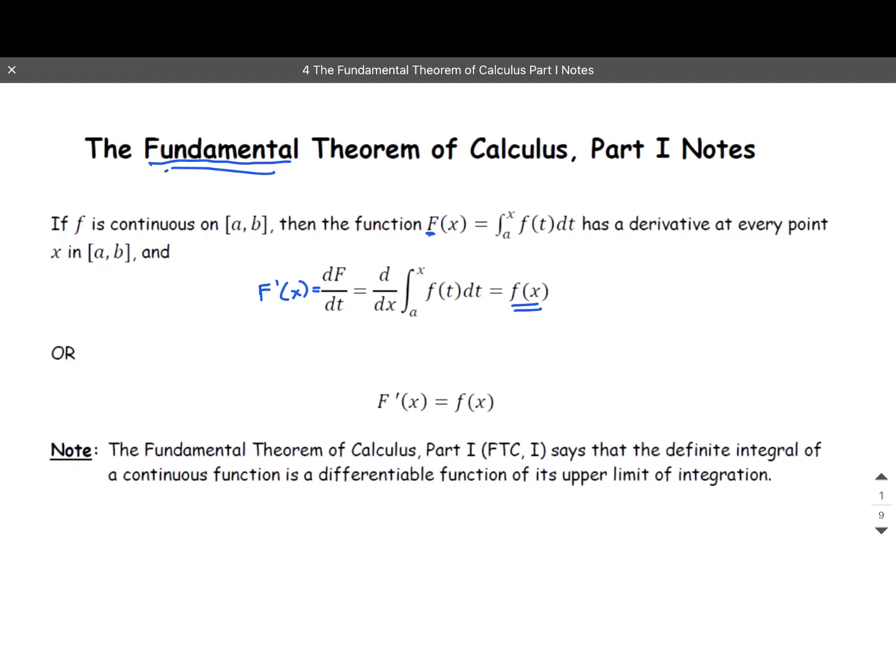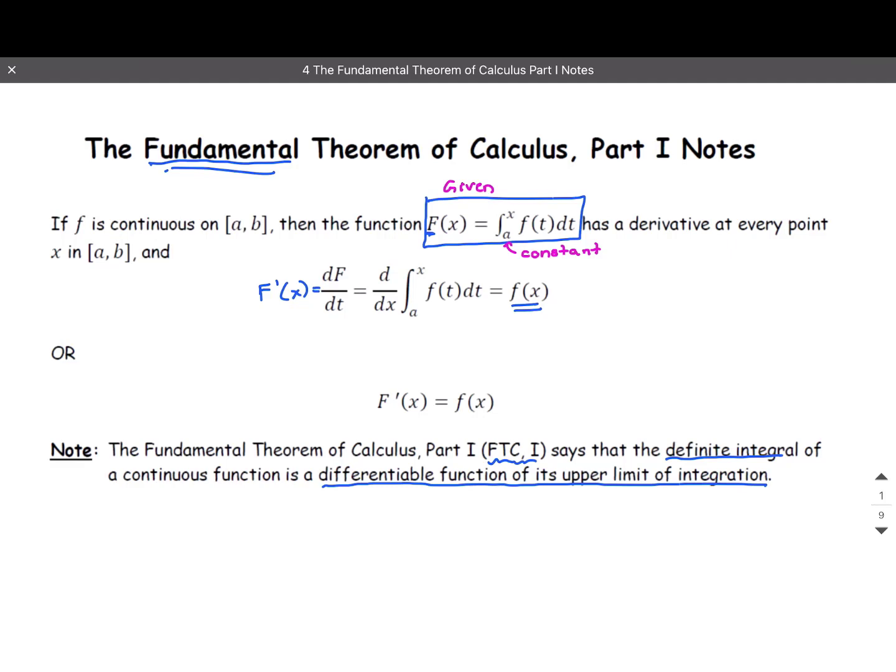Wow. So the fundamental theorem of calculus part 1, which we'll abbreviate FTC 1, says that the definite integral of a continuous function is a differentiable function of its upper limit. So the key here, this is what's given to us, okay? And it's very important that this lower limit is a constant. That must be a constant. If it's not a constant, this is not going to work, okay?